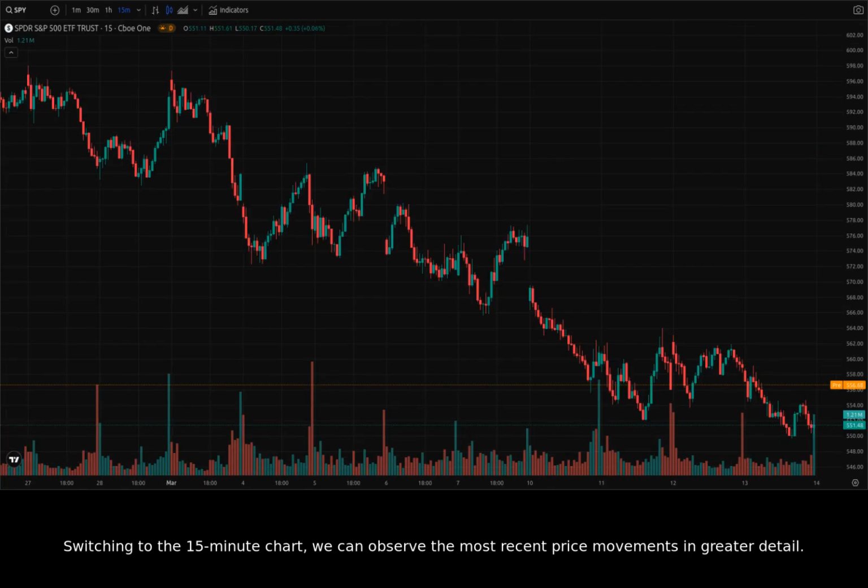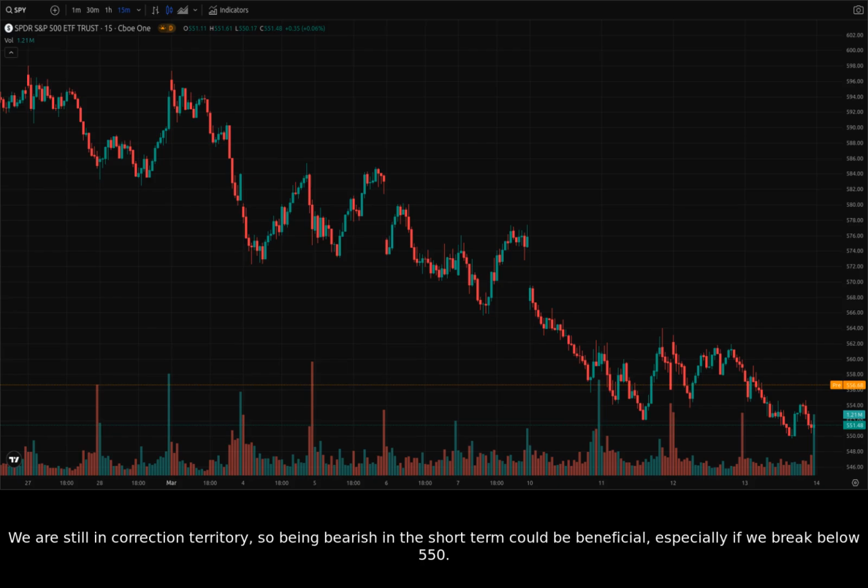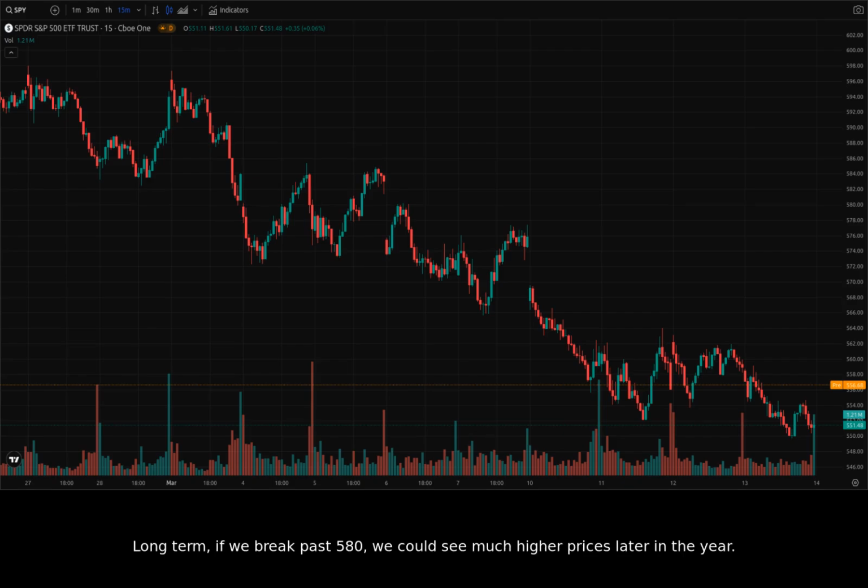Switching to the 15-minute chart, we can observe the most recent price movements in greater detail. We can see some choppy price action as the market tries to recover. There's a lot of back and forth between buyers and sellers, contributing to the uncertainty. We are still in correction territory, so being bearish in the short term could be beneficial, especially if we break below 550. Long term, if we break past 580, we could see much higher prices later in the year.